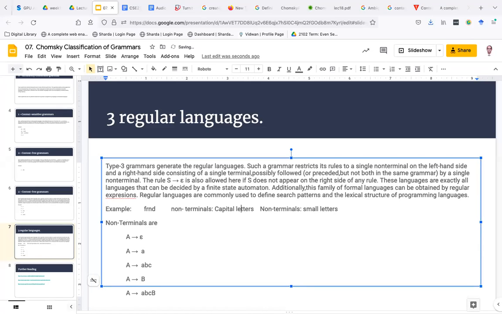Non-terminals is the convention of keeping capitals, and terminals are kept as small letters. I'll just make the correction that all the capital letters are non-terminals and all the terminals are small letters.